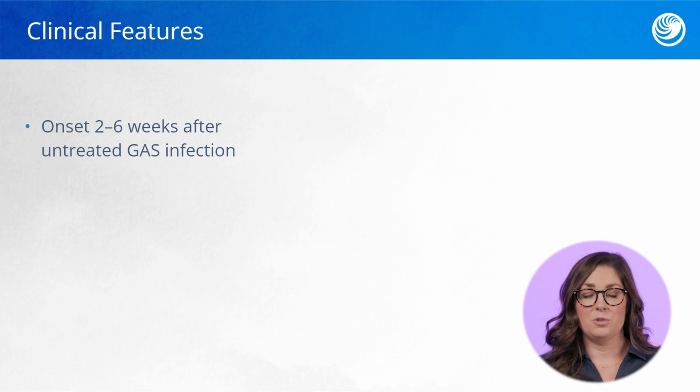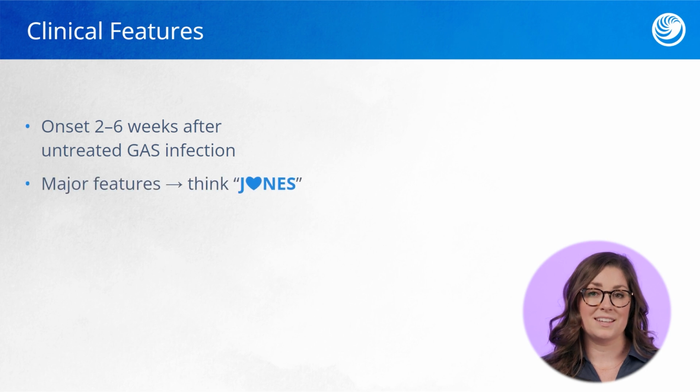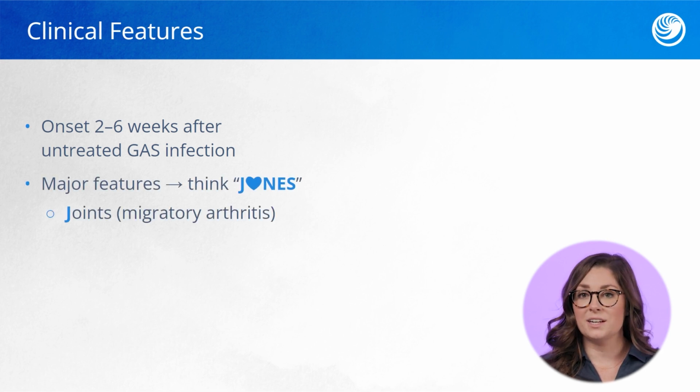When it comes to clinical features of rheumatic fever, we need to think of the major clinical features and the minor clinical features. When you're thinking of the major symptoms, think Jones. This includes joint pain or migrating arthritis. This just means that multiple joints will be involved and there's pain due to that inflammation within that musculoskeletal system.